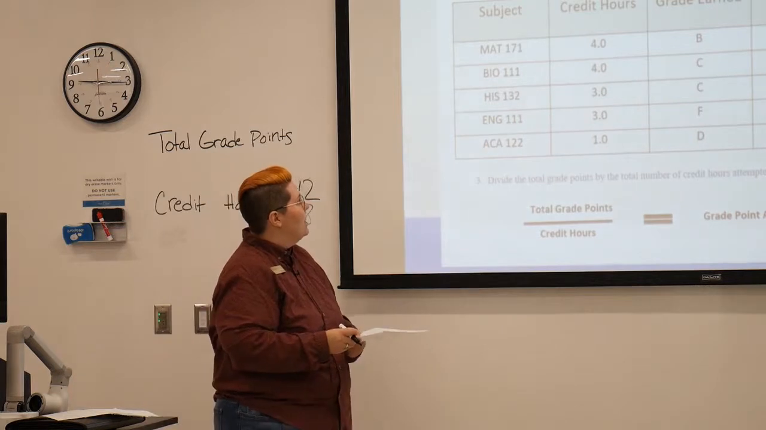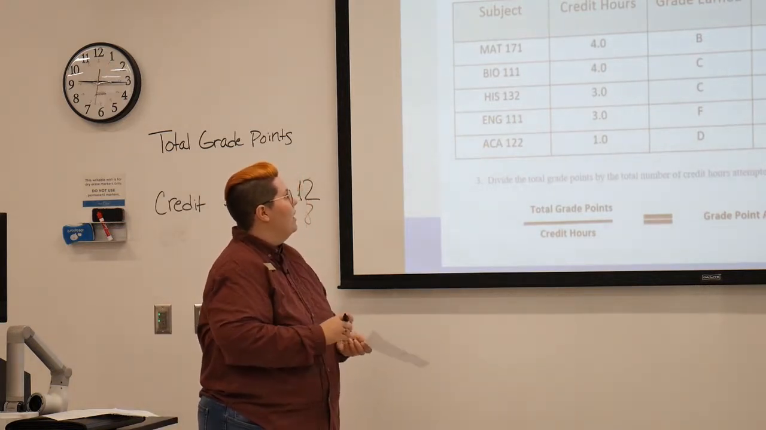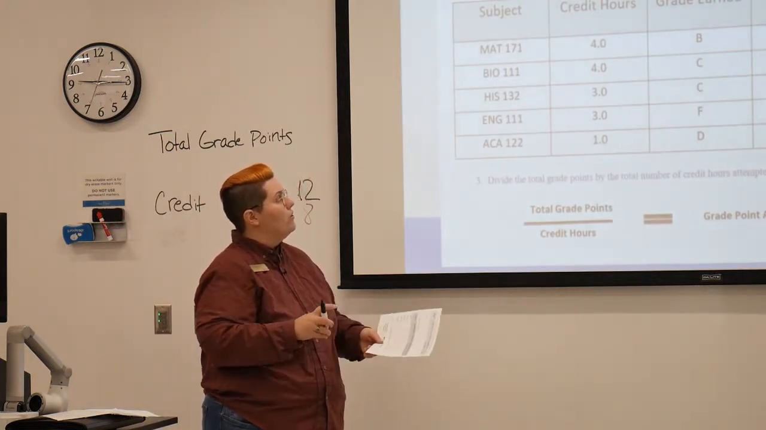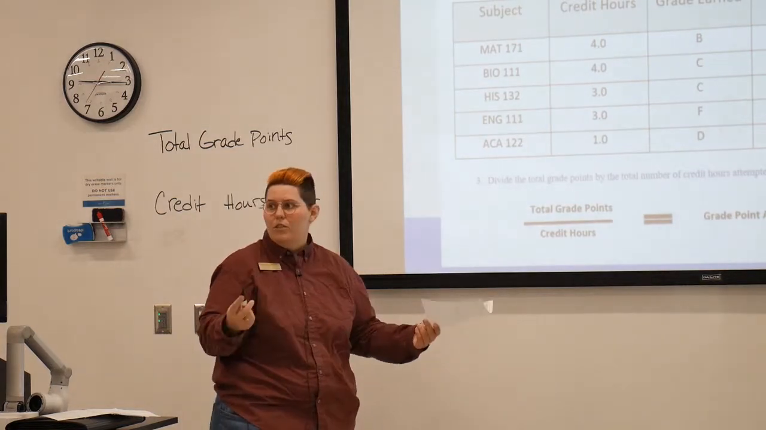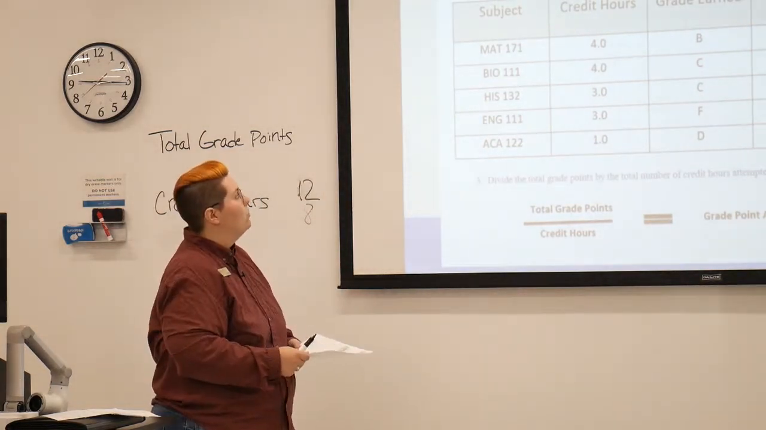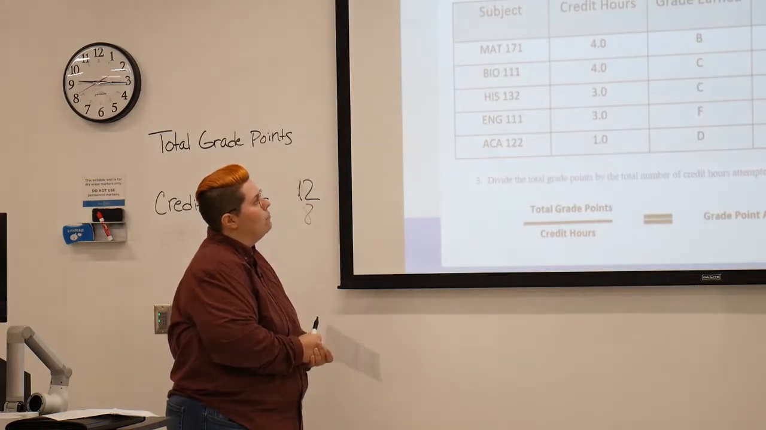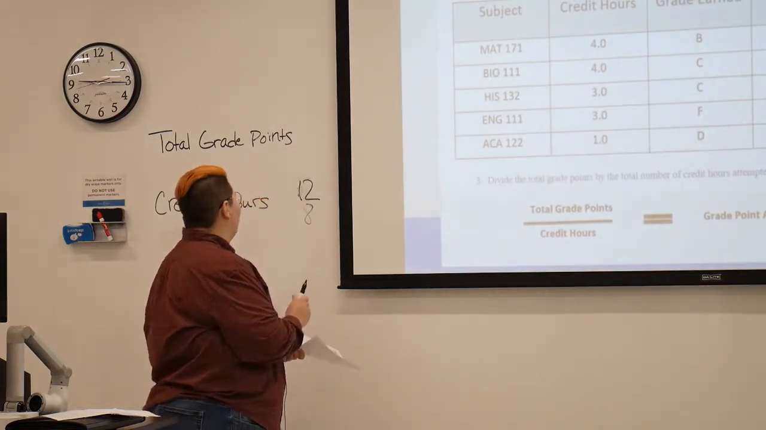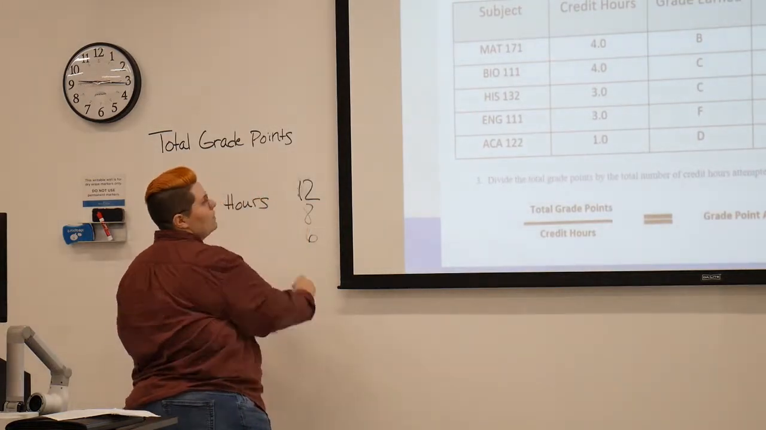Next, the student is taking History 132. That is worth 3 credit hours. They received a C in the class, and we just said that a C is worth 2. So we're going to take the 3, multiply it by 2, and that gives us 6.